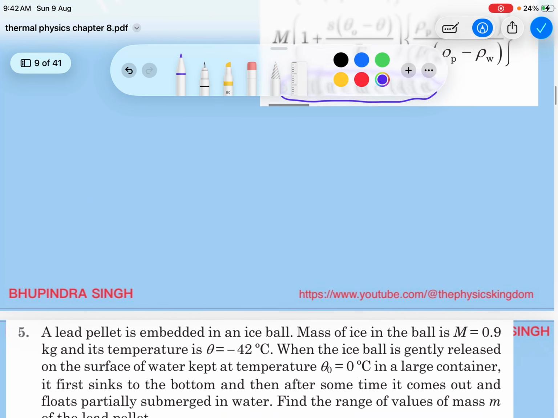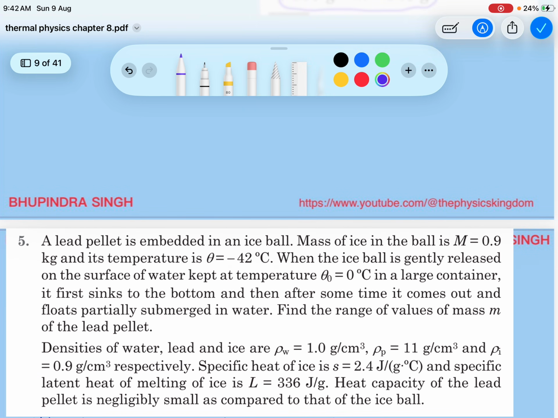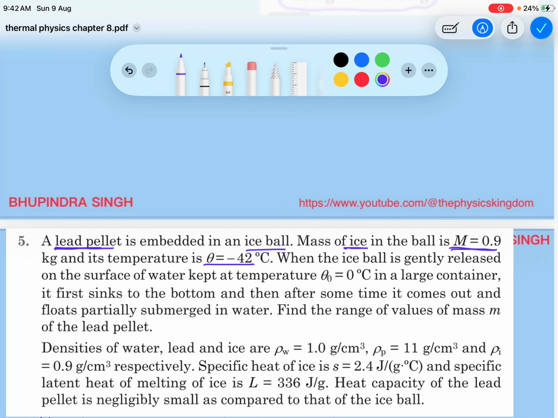Okay, now let's read the question properly, what they are asking. A lead pellet is embedded in an ice ball, right? So ice ball, and inside it we have a lead pellet. Mass of ice in the ball is 0.9 kg, right? So ice is how much? 0.9 kg, and its temperature is minus 42 degrees Celsius. So temperature is minus 42 degrees Celsius, when the ice ball is gently released on the surface of water kept at 0 degrees Celsius.